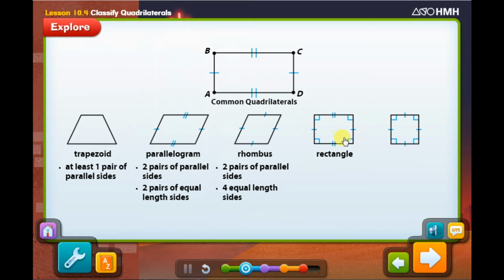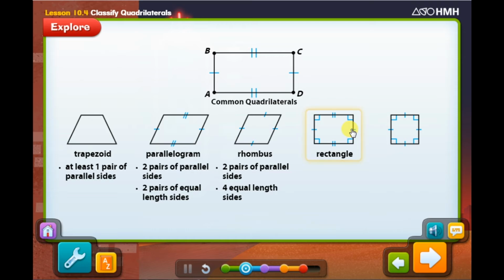Okay, the rectangle. The rectangle has four right angles, as we can see. Two pairs of parallel sides. This side is parallel to this side, and this side is parallel to that side. And it has how many equal length sides? So this side is equal to this side, so this is the first pair. This side is equal to this side, so this is the second pair.